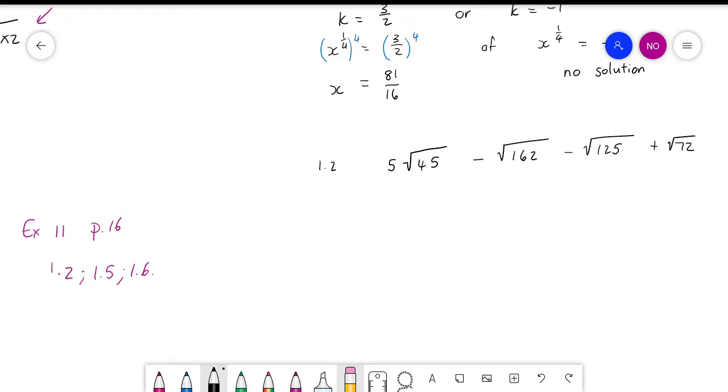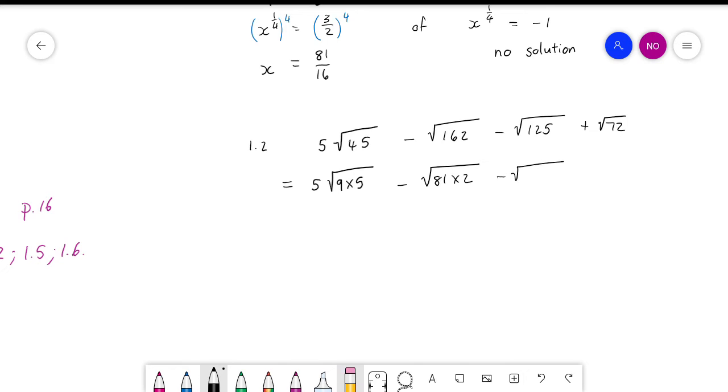So I'm working with 4 and with 9 and with 16 and with 25 and 36 and those. Okay. So for this first one, I can write that as 9 times 5. For this next one, I can write it as 81 times 2. Because 81 is 9 squared, so it's a complete square. This one is 25 times 5. And this one is 36 times 2.